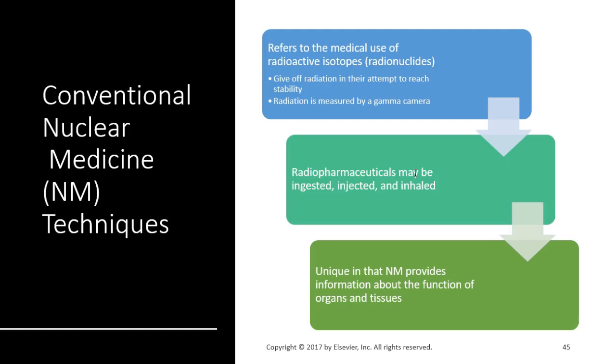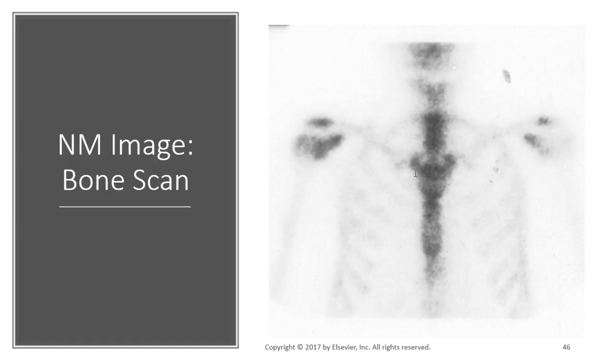So, nuclear medicine refers to the medical use of radioactive isotopes, so radionuclides. They give off radiation in their attempt to reach stability. So radiation is measured by a gamma camera. Radiopharmaceuticals may be ingested, injected, or inhaled. It's unique in that nuclear medicine provides information about the function of the organs and tissues. So it's really important to note that nuclear medicine looks at the function.